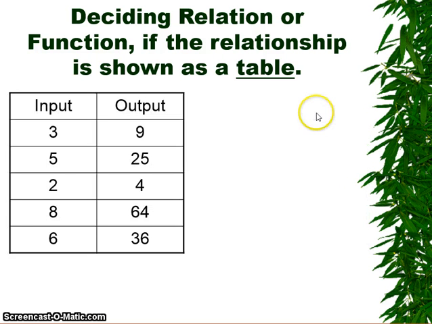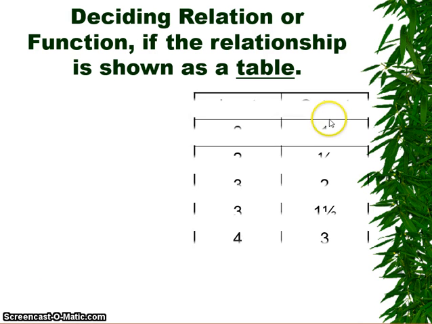Let's look at some basic tables out of context. So, we have this table. We have inputs of 3, 5, 2, 8, and 6. So do you see any repeated inputs? No, so that must mean that every input has just one output, so this is a function. There are no repeated inputs.